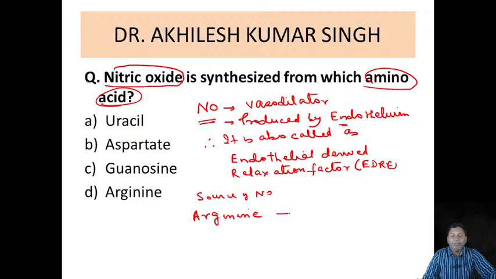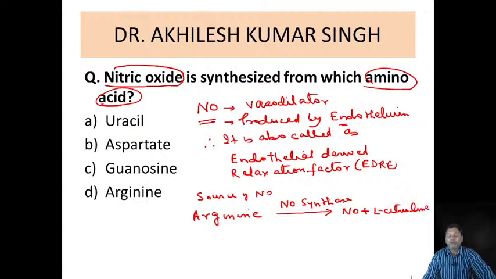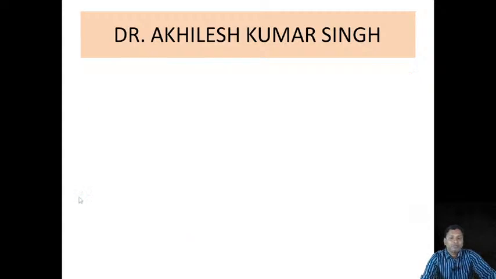In the endothelium there is an enzyme called nitric oxide synthase, which leads to production of nitric oxide plus L-citrulline. So nitric oxide is synthesized from which amino acid? The answer is arginine, option D.